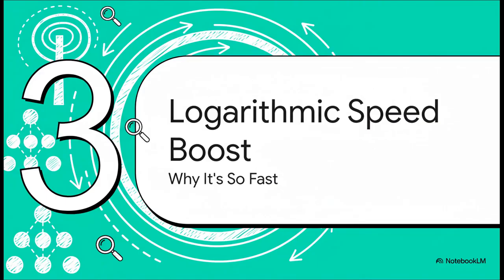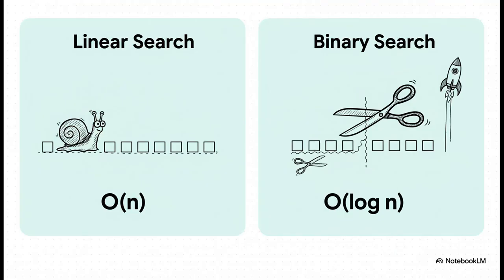Now, that example was pretty quick, right? But the real magic, the really mind-blowing part, happens when we scale this up. So let's talk about the logarithmic speed boost and really get into why this algorithm is legendary for its performance. So think about it. If we were to do a simple linear search, we'd have to check every single element one by one. In computer science, we call this O of n complexity. Basically, the time it takes grows right alongside the number of items.